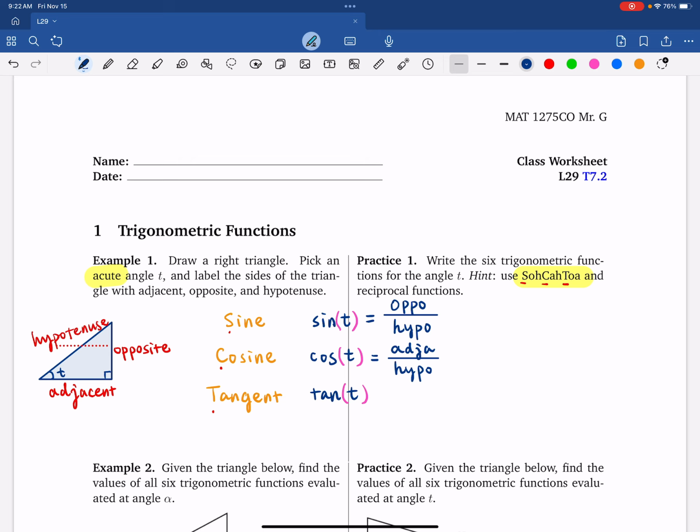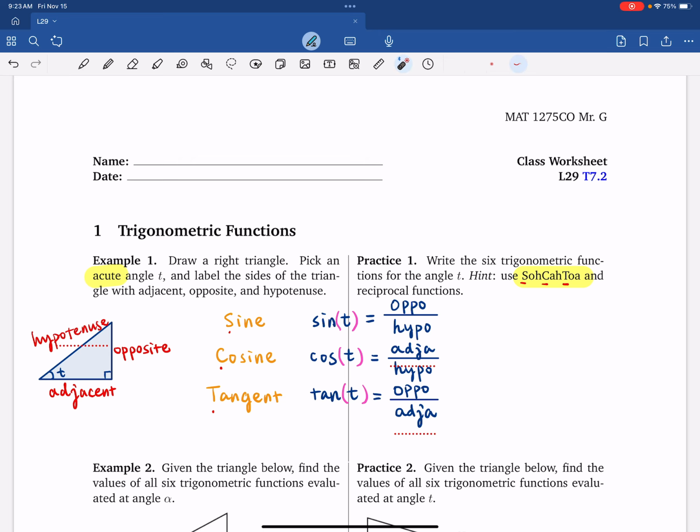Next, tangent. According to SOHCAHTOA, tangent is O divided by A. Let's do that. You have O divided by A. And then look at the right triangle. What is O? O is opposite, so OPPO. And then A is adjacent, ADJA. Okay? And I would say, remember these three main trigonometric functions, because you're going to use them for the remainder of the semester. And the way to remember it is using SOHCAHTOA.